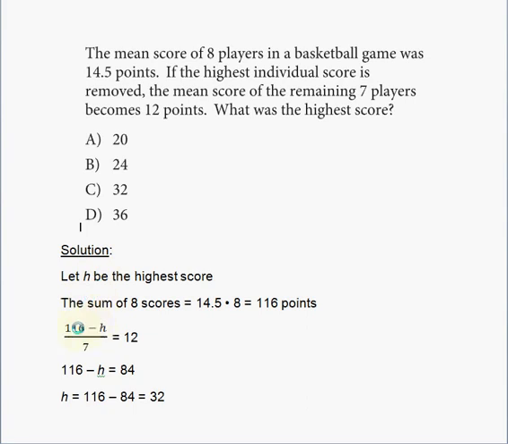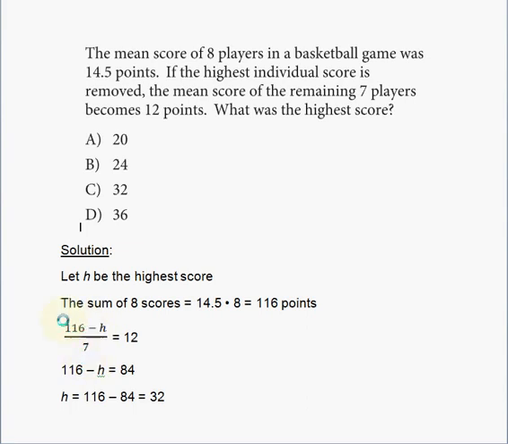So we have to subtract it from 116 because it says if the highest individual score is removed, the mean score of the remaining 7 players becomes 12 points, right? Because there is now 1 player less, 7 players, because we removed the h, the highest score of the 8th player, whoever the 8th player was. So we remove that, and then don't forget, we don't divide by 8 to find the mean, we divide by 7 because we're talking about 7 players and 7 scores only.